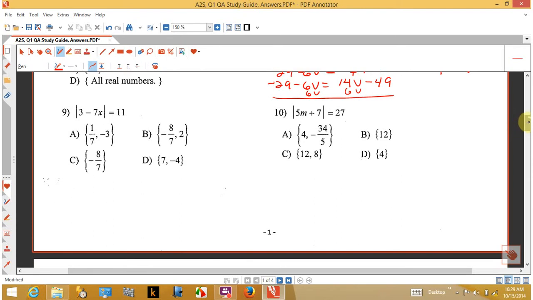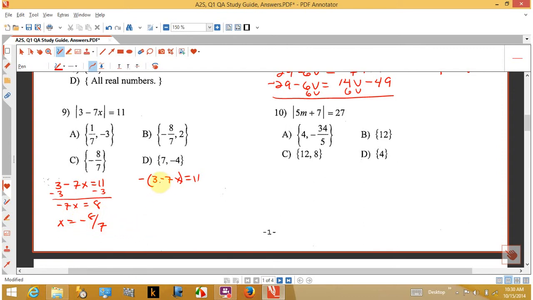Okay, an absolute value. Remember, what we need to do is set up two equations. One is going to be 3 minus 7x is equal to 11. The next one will be the negative of whatever is in there: negative of 3 minus 7x is equal to 11. For this side, I'm going to subtract 3. I have negative 7x is equal to, no, sorry, 8. And divide by negative 7, I get x is equal to negative 8/7.